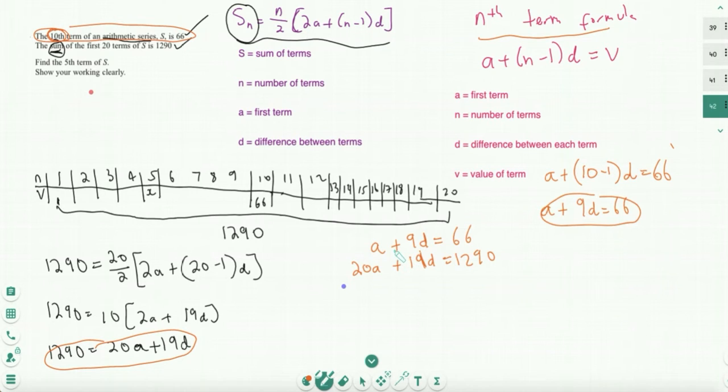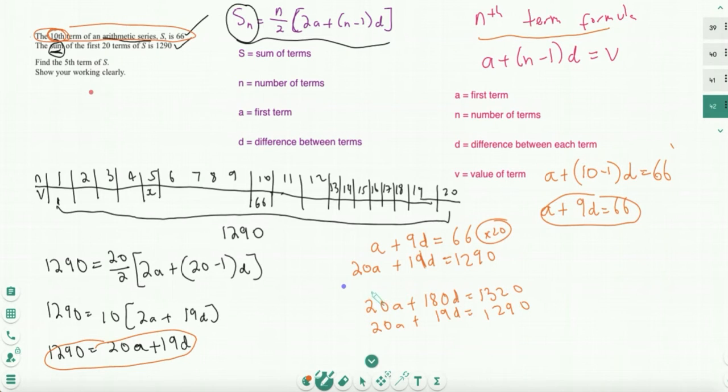Remember, to solve simultaneous equations, before you eliminate something, make sure the a's or the d's are the same. So I can make the a's the same by multiplying this a by 20. If I multiply this a by 20, I'll make 20a, so I can eliminate it from this 20a. So I'm going to multiply the top expression by 20. So a times 20 is 20a, plus 9d times 20 is 180d, and then 66 times 20 is 1320. And the bottom stays the same, so 20a plus 19d equals 1290.